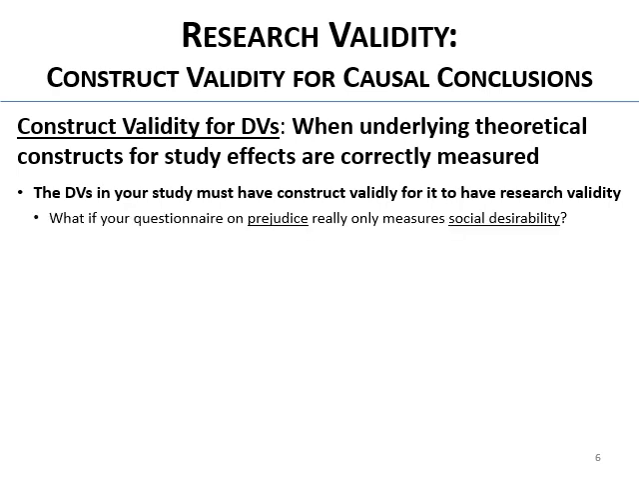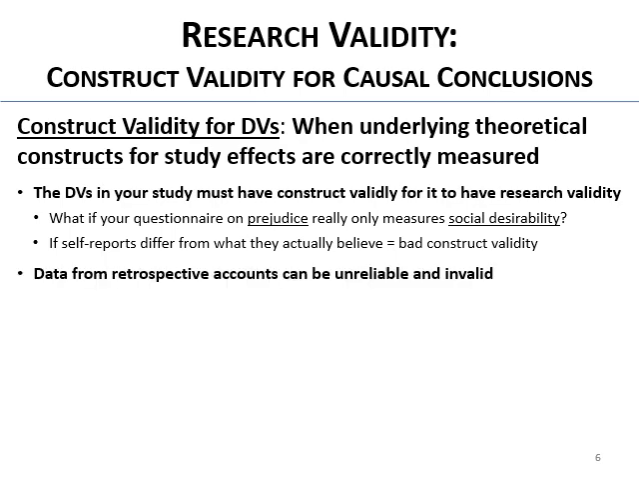So for example, what if your questionnaire that's supposed to measure prejudice really just measures social desirability, because that's how people respond to it? So you want to ensure that you are truly measuring what you intended to measure. That is, you want to have construct validity for your DV. What if you use self-reports and they differ from what people actually believe? So you have people self-reporting things and they're just making stuff up. They're using response sets. You've got bad construct validity. Response sets, where you're not actually capturing how people really believe or feel, would be bad construct validity.